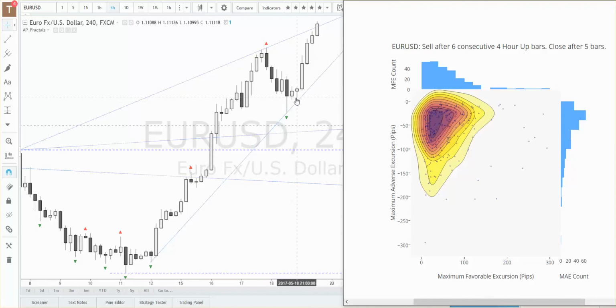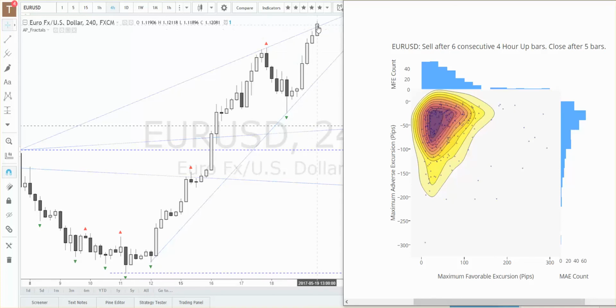We have 1, 2, 3, 4, 5, 6 consecutive up bars on the 4-hour chart. So what I was interested in seeing is if I sold at the close of this bar and held for 5 bars, what would my maximum adverse excursion and maximum favorable excursion be on average across 10 years worth of data.